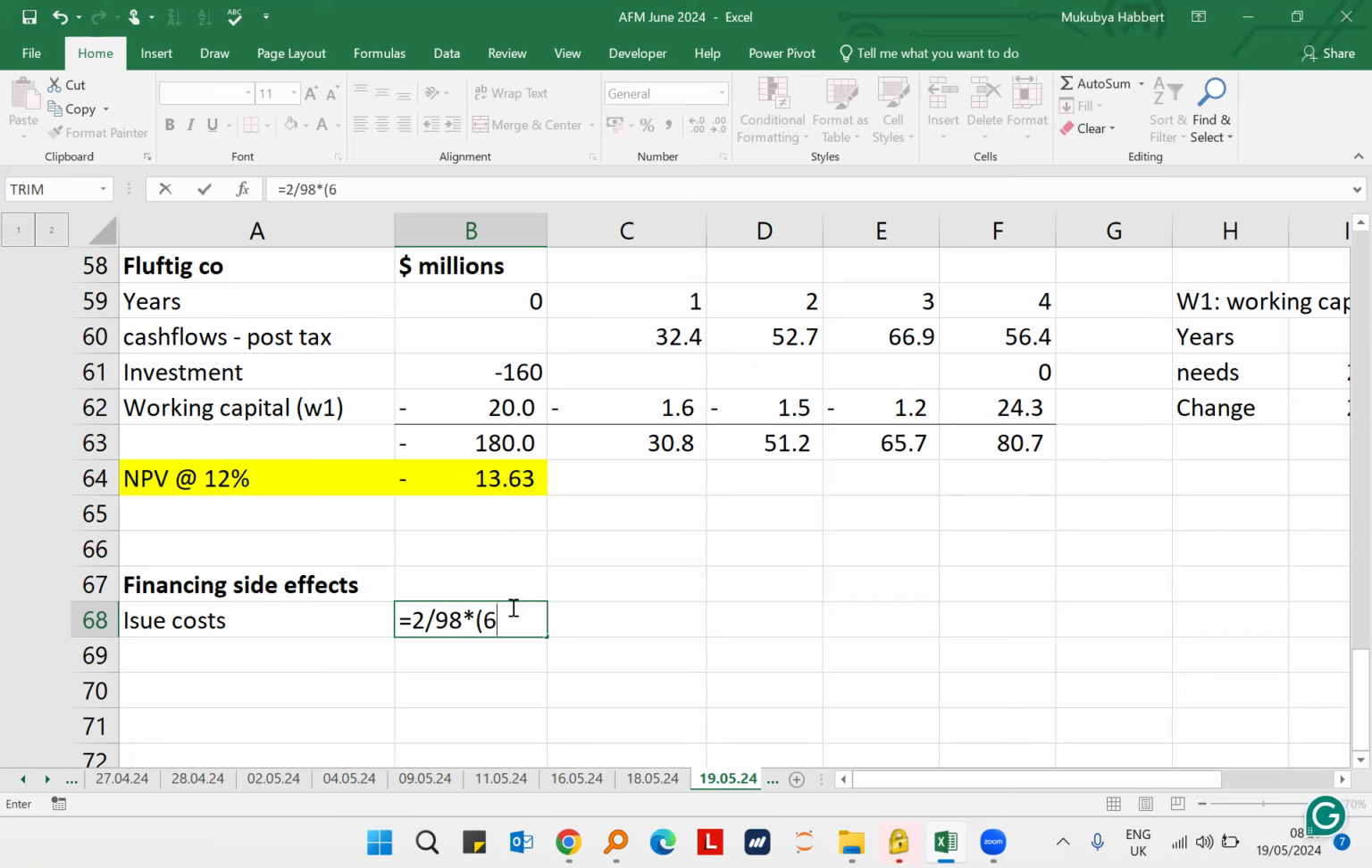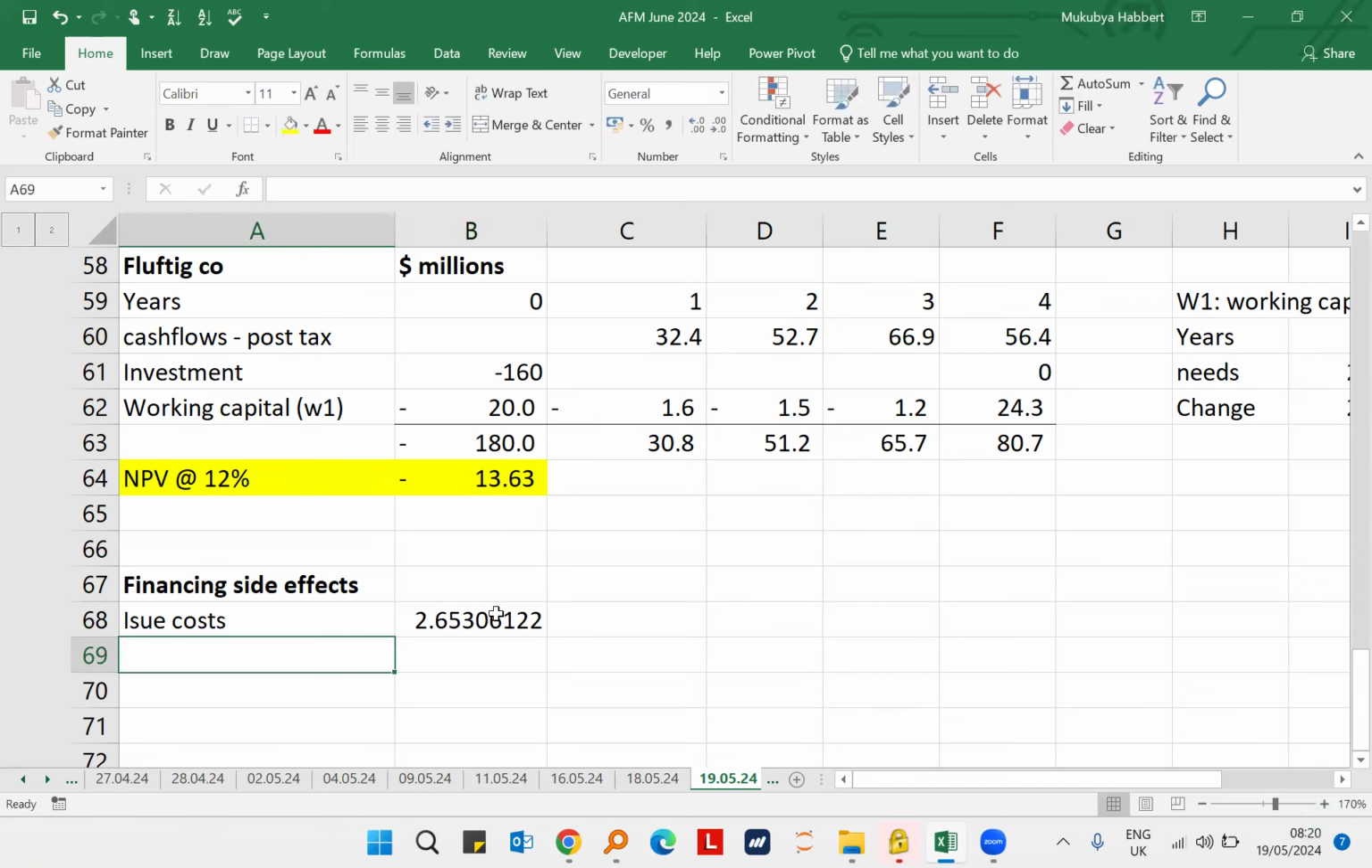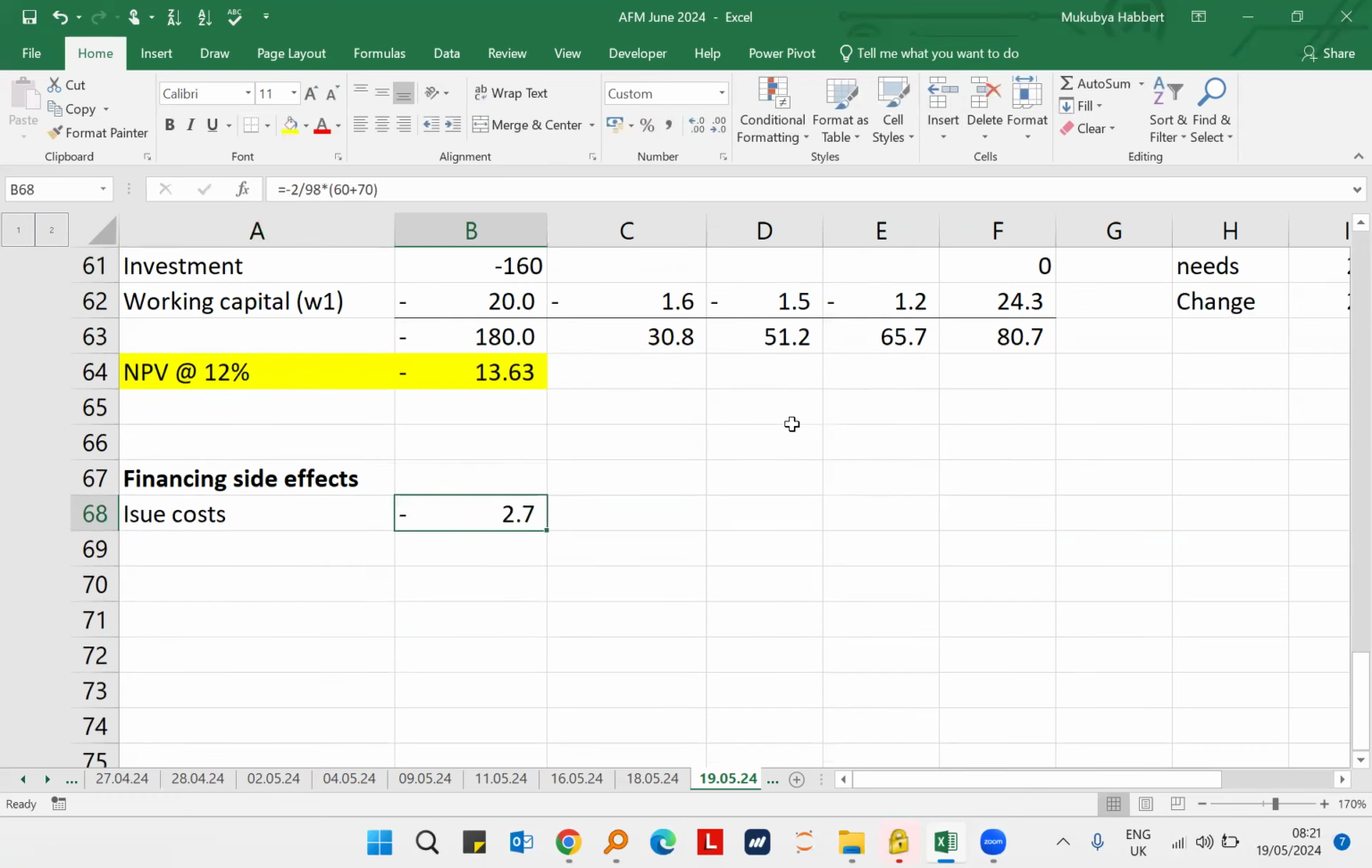So we can put here our 60 plus the 70. That gives you the issue costs. And the issue costs here, let's make them negative because they are costs. So let's work with one decimal place. That's 2.7 million. We're working in millions again. 2.7 million, that's issue costs.